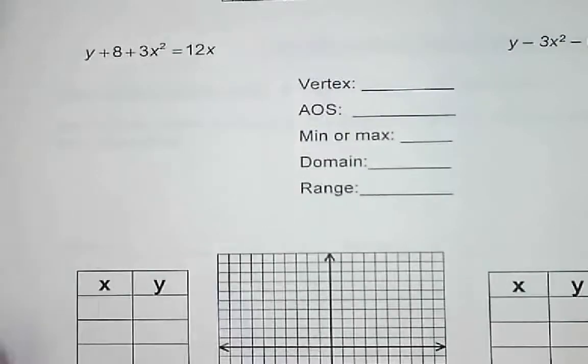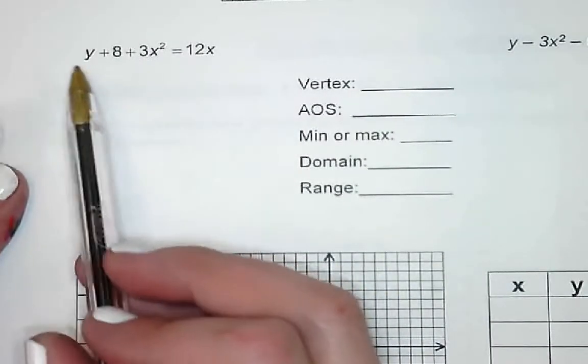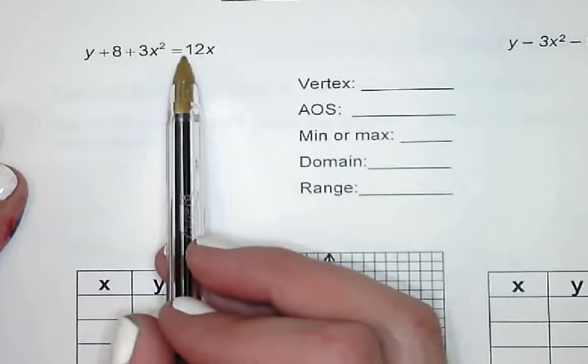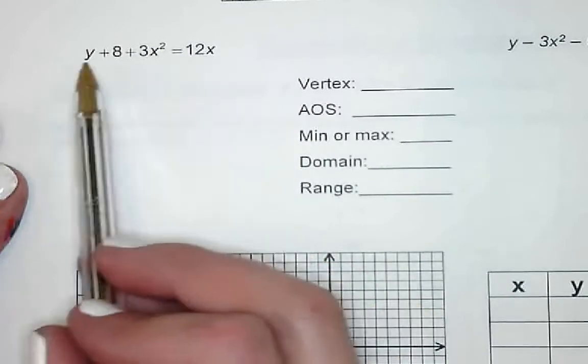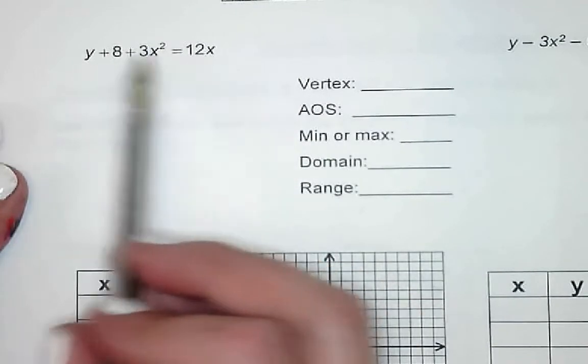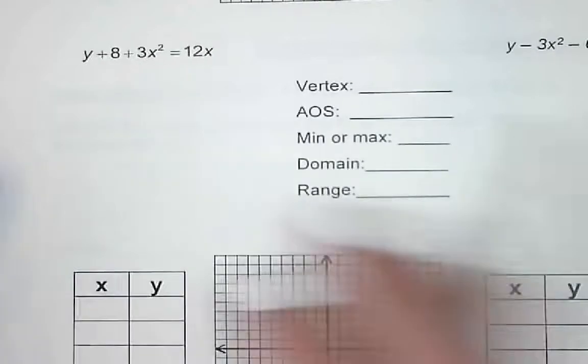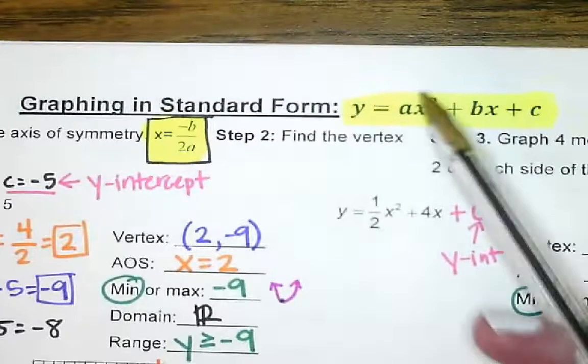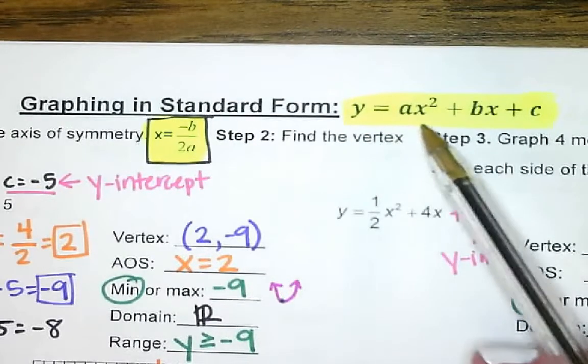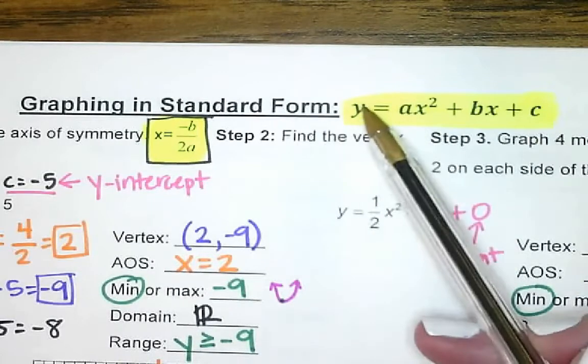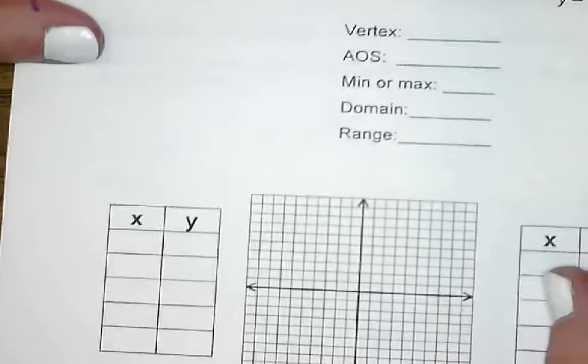We have y plus 8 equals 3x squared plus 12x. Does this look like it's in standard form? No. Standard form, y'all, is y equals ax squared plus bx plus c. Y has to be by itself. My y isn't by itself. So what do I need to do to get it by itself?